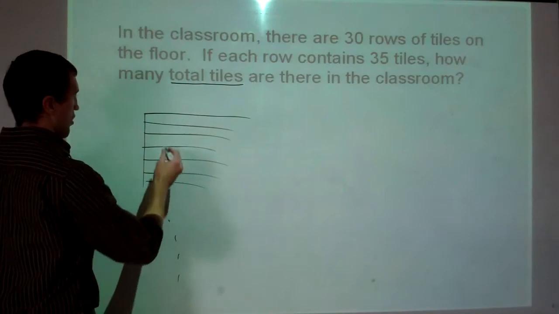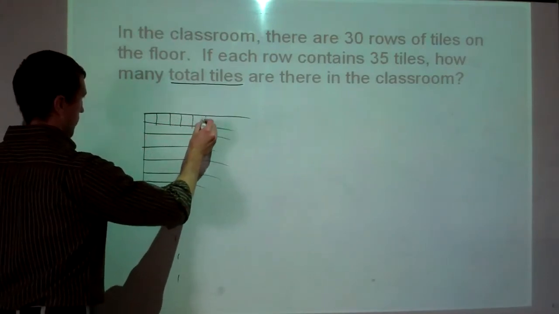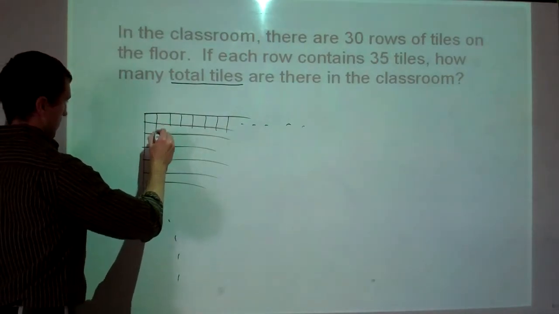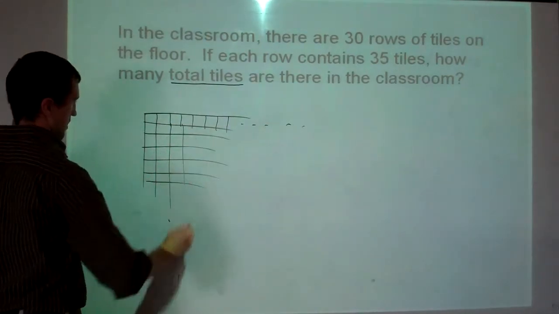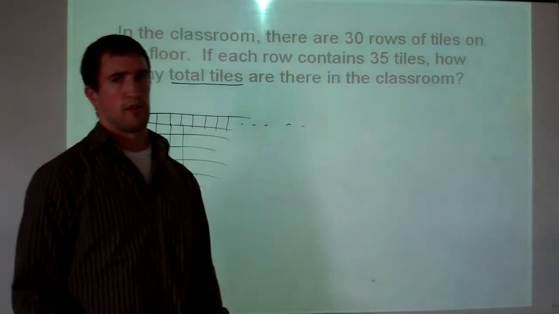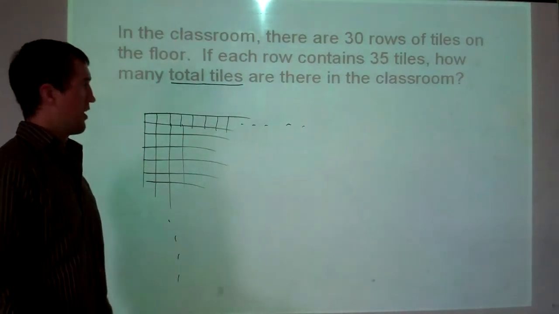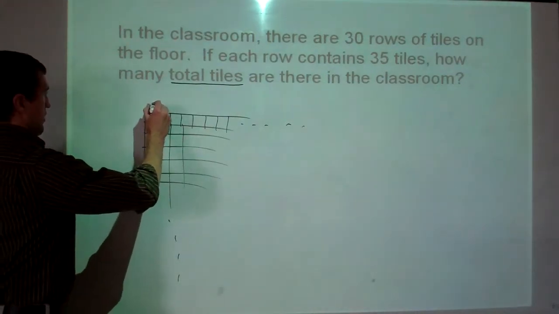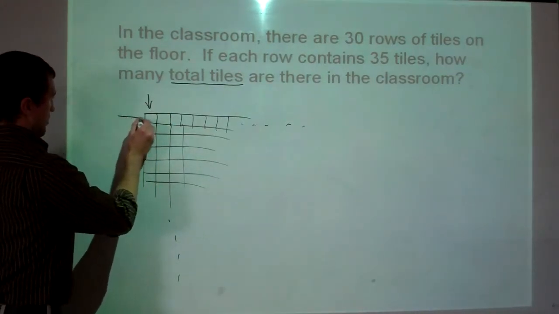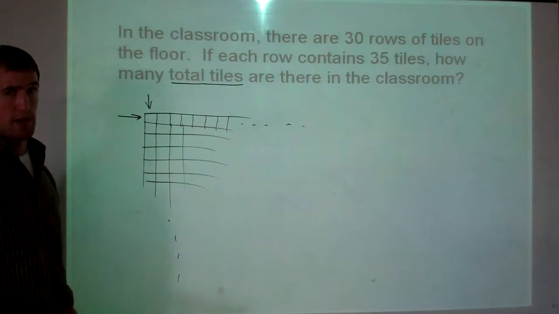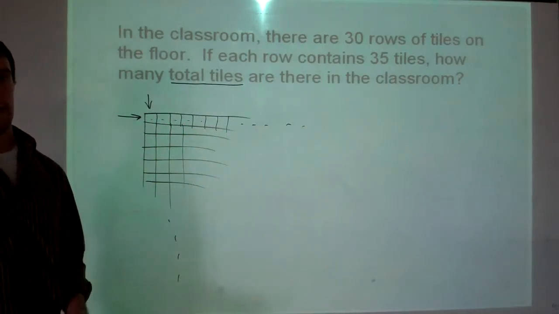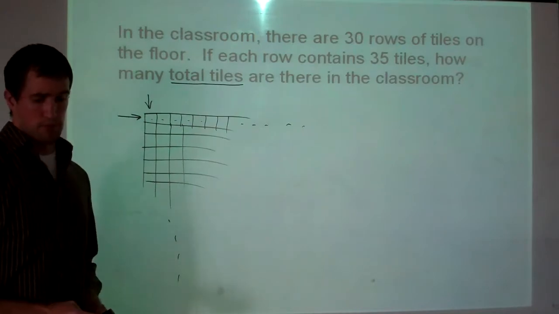So if we look at one row, 1, 2, 3, 4, 5, 6, 7. That's going to keep going on. And that's going to go on like this, like this. We can see that it's starting to look almost like a times table anyway. So that should be an indicator for us that we're going to have a certain amount of rows this way, a certain amount of rows this way. We could count each tile if we wanted to, but that would take a long time. So we are going to multiply instead.